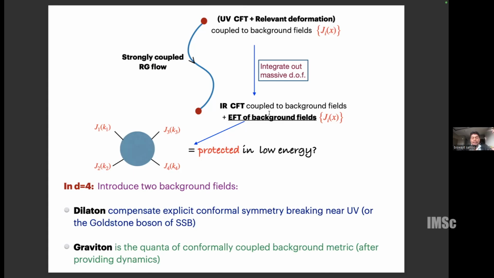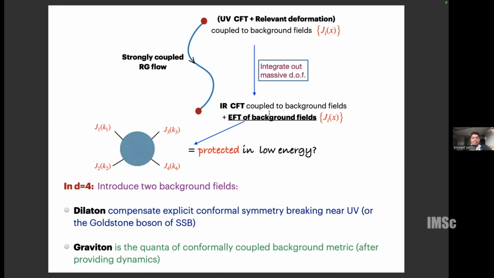So the dilaton is introduced to compensate the explicit conformal symmetry breaking near the UV. So how to do that? Suppose there are some mass parameters involved in the deformation. You basically consider this mass to be a space-time dependent coupling and introduce some Weyl invariance. So you scale the mass by some mass times dilaton, in a sense, to restore the Weyl invariance if you put this theory in a curved background.